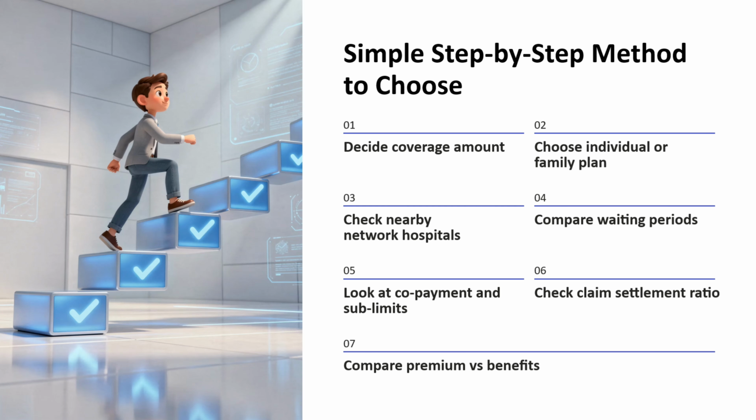Now we will see a simple step-by-step method to choose the right health insurance. Decide coverage amount, choose individual or family plan, check nearby network hospitals, compare waiting periods, look at co-payment and sublimits, check claim settlement ratio, and compare premium versus benefits.